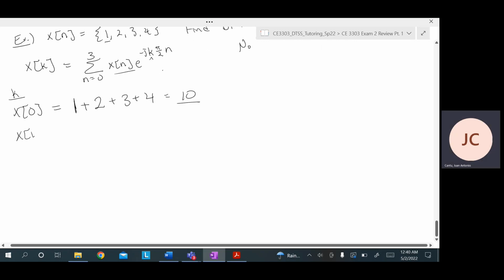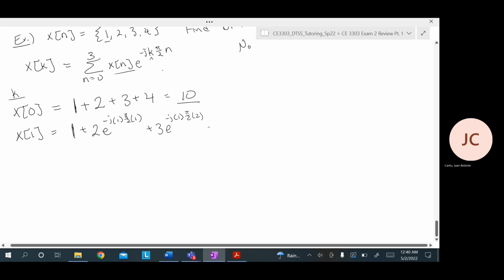So now let's do x of 1. Now this one stays the same, 1, because we're still putting n equal to 0 in there. But now we're getting 2 e to the minus j, k is 1 right now, pi halves, n is 1. Plus 3 e to the minus j, k is still 1, pi halves, n is now 2. Plus 4 e to the minus j, k is 1, pi halves, n is 3.